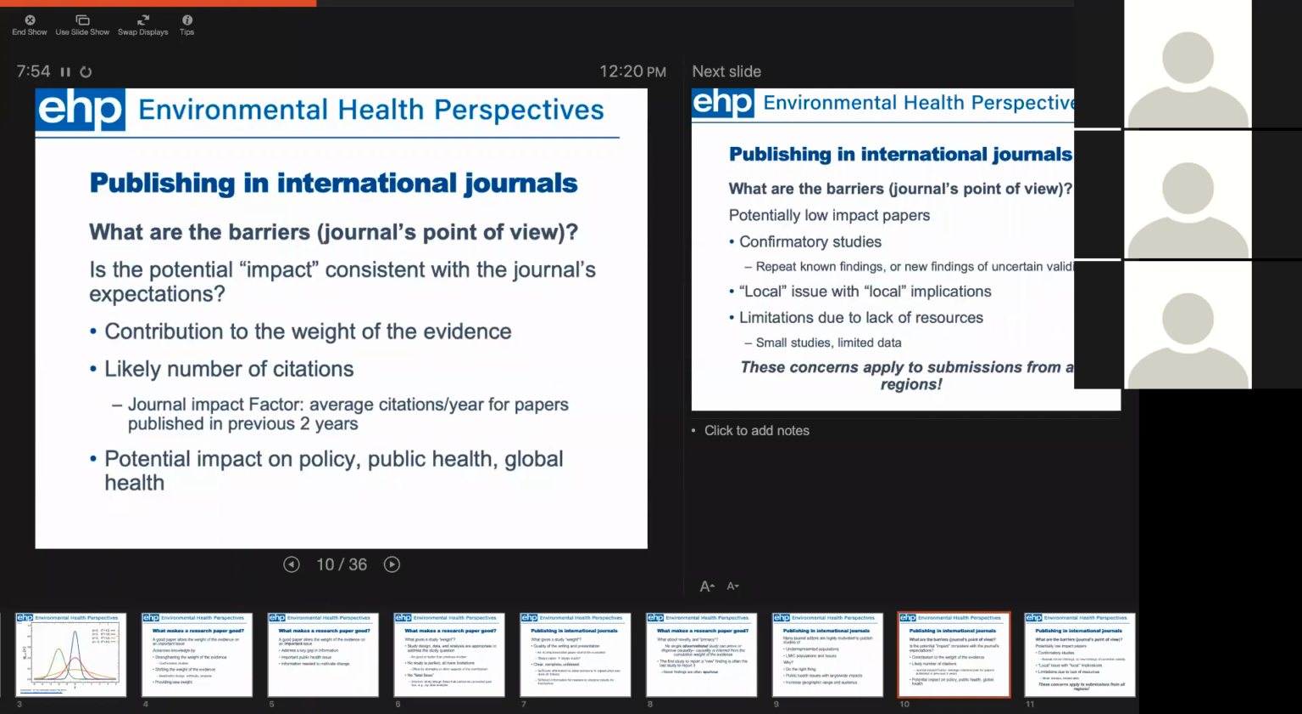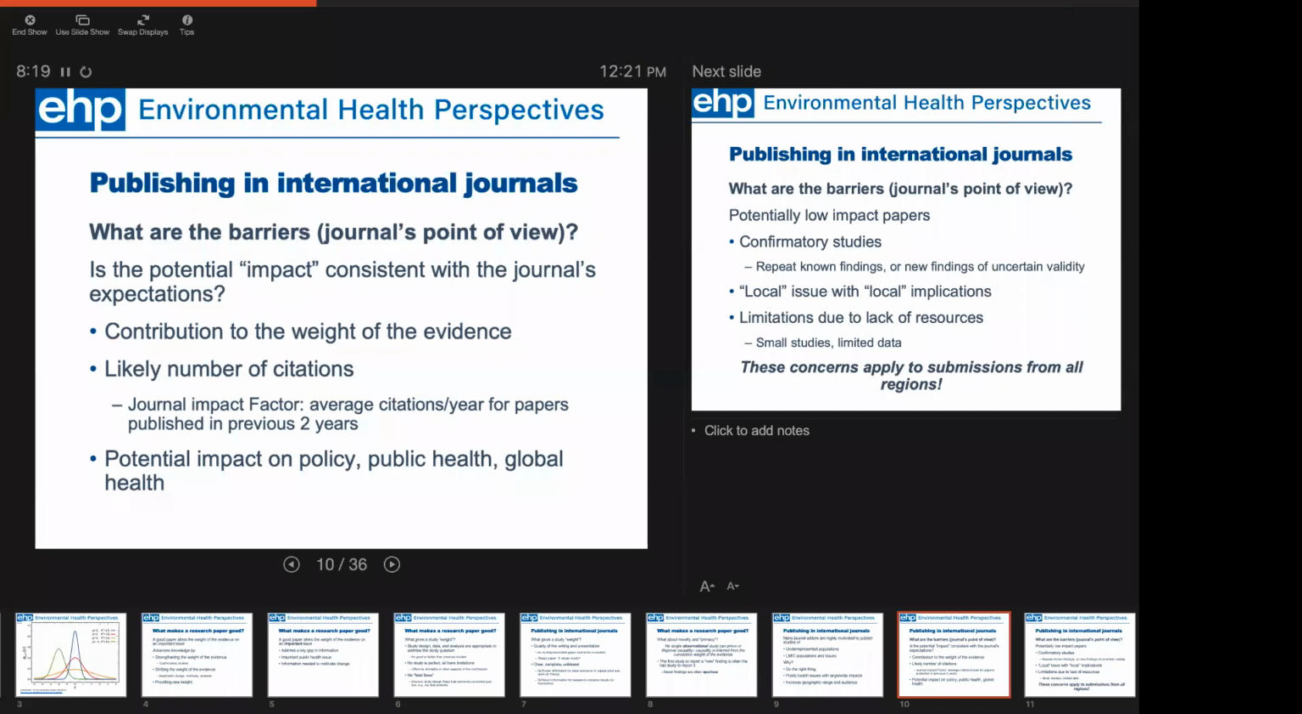Well, okay, so why don't we publish more of them? What are the barriers from the journal's point of view? One thing that we have to consider, and this is true of papers from anywhere, so again, not necessarily papers from Africa or LMICs, is whether the potential impact of the paper is going to be consistent with the journal's expectations. So is it going to contribute to the weight of the evidence?